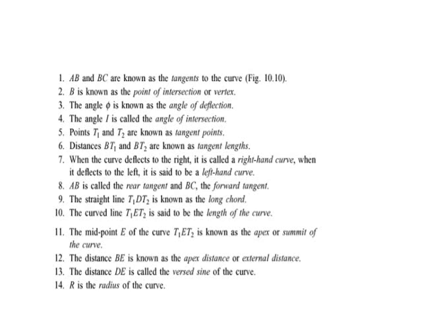length of curve. The midpoint of the curve is E, and E is known as the apex or summit of the curve. The distance BE is known as the apex distance, or we are going to call it the external distance. The distance DE is called the versed sine of a curve, or we are going to calculate what is the ordinate of that particular point. And R is the radius of curve. Generally, the curve is designated by two parameters, namely radius and degree.